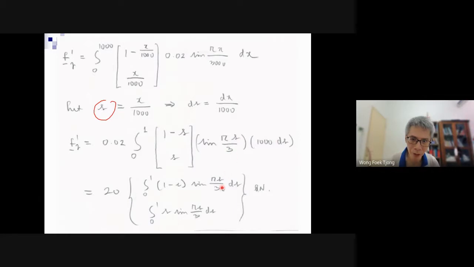Then 1000 is a constant, I take it out here, and it becomes 20, right? 0.02 times 1000. This is the matrix integral. The matrix integrals, we bring them inside the matrix. So it becomes two integrals like this. This is for the first row, this for the second row.